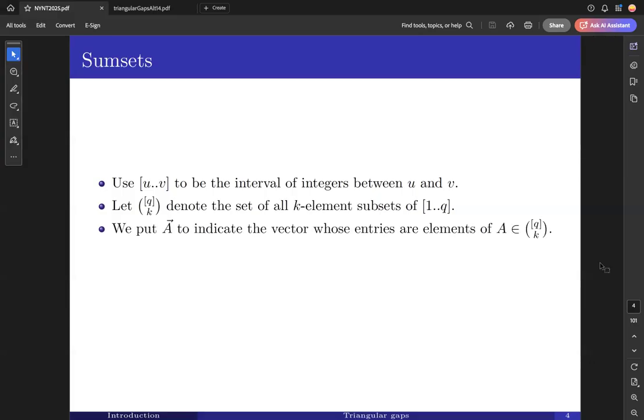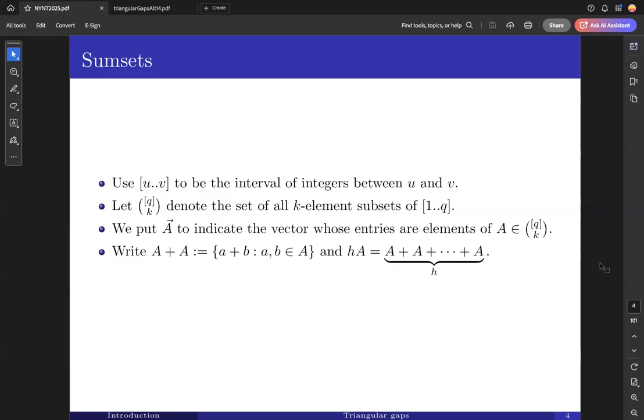Sometimes when I have one of these sets of k elements, I'm going to put a little vector arrow over it to denote the vector whose entries are elements of A. And you might want to quibble about, well, how do we know what order to put those in? I'll just say let's put them in increasing order. If we worry about the order, it could add a constant somewhere, but it shouldn't affect any calculations. So I'm just going to ignore that issue for the moment.